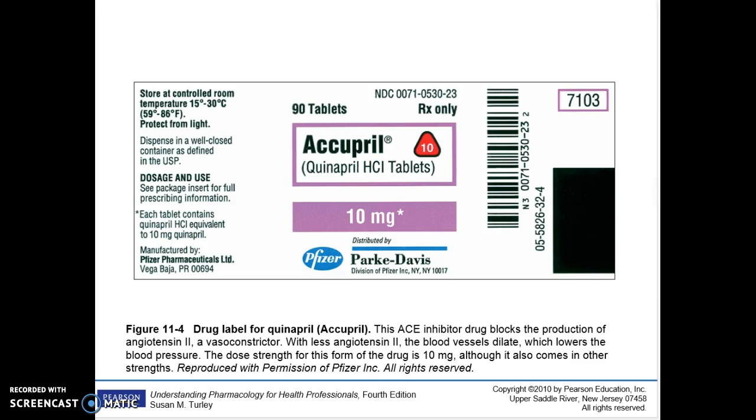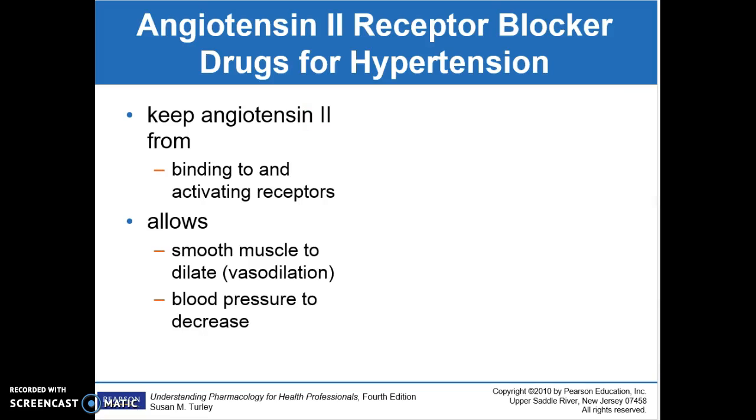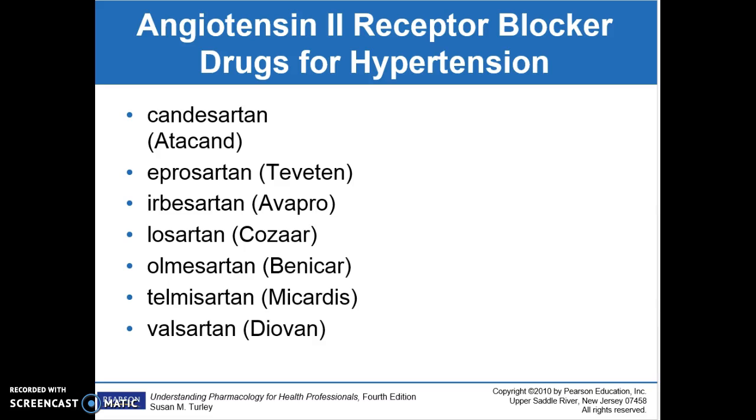Let's see. Angiotensin 2 receptor blockers. That is another category of drugs, and these all end in SARTAN. Okay, so anything that ends with sartan, valsartan is a real common one. The Diovan.